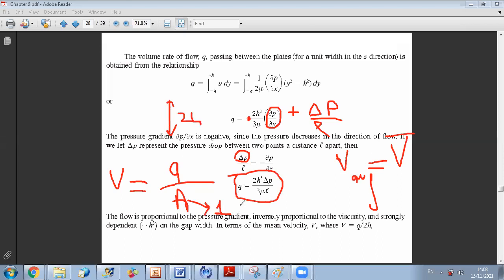So we can say that the average velocity is q, which is flow rate per unit depth, over 2h. So now if you divide here q by 2h, you will get the expression of your average velocity. You have 2 will cancel out. H cube will become h square. So it's h square times delta p over 3 mu L. Okay. So this is the expression of the average velocity in this case.